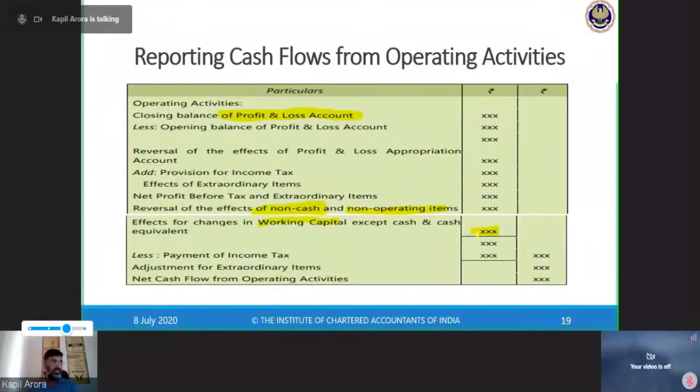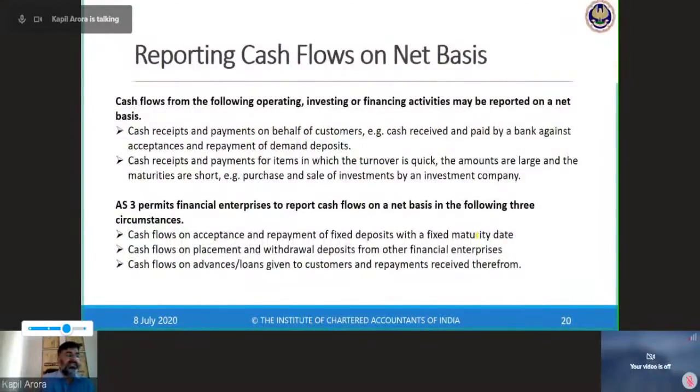Hope this is okay with everybody. Hari, outstanding salaries, if you have not paid, it will not come here. That is a non-cash transaction for the time being, right? So it is not going to come in the cash flow statement because cash movement has not happened, right? I hope everyone is okay up to the point we have discussed.